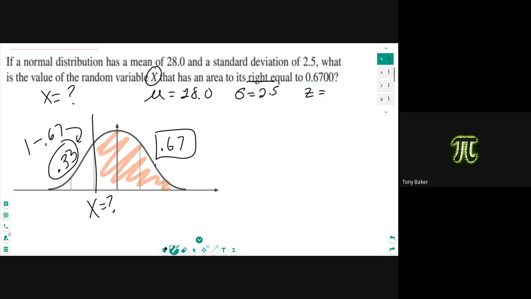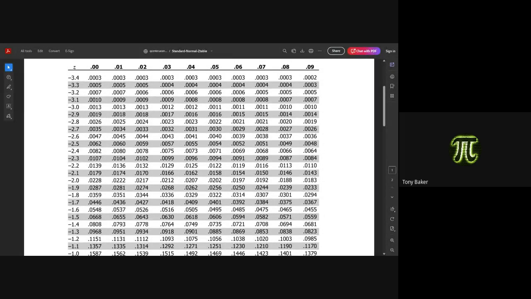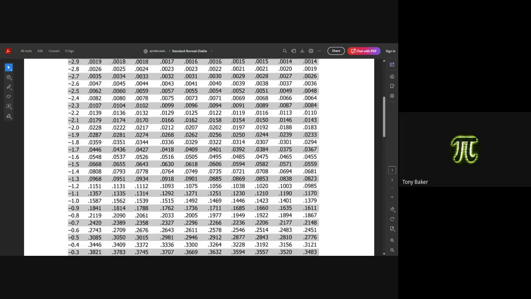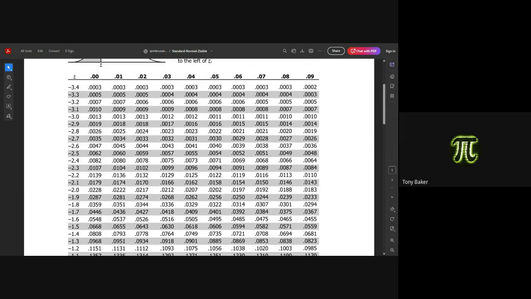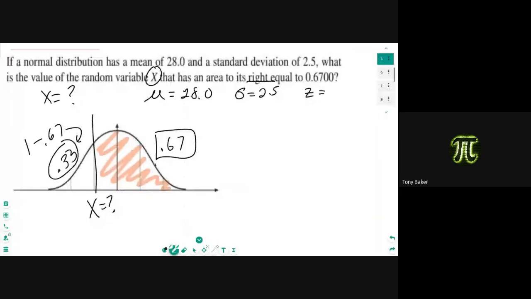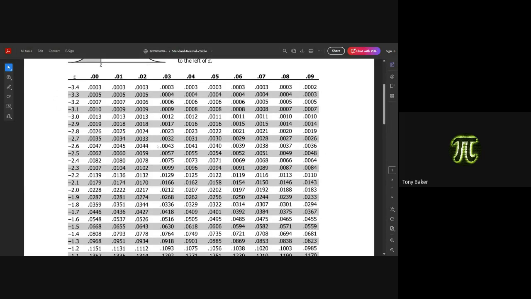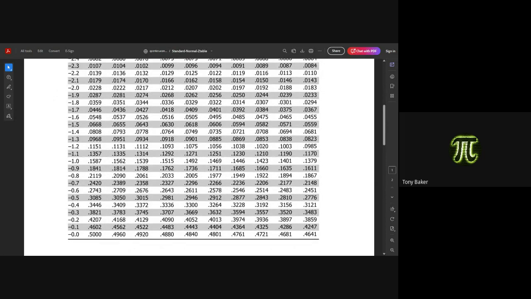Okay. Now, to the table. Am I looking for 0.33 out here? Is that a Z or is that a percent or probability? That 0.33. That's a percentage. That's not a Z. Right. So on my table, I'm not looking on the outside. I'm looking on the inside in here. Correct. I'm looking for where it equals 0.33.